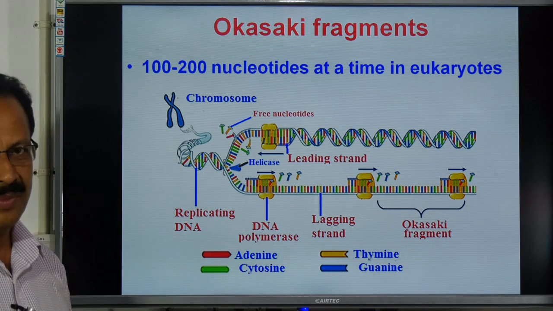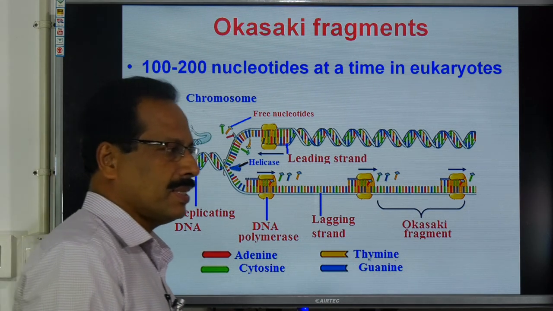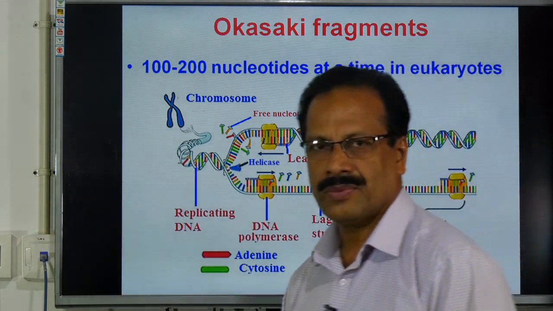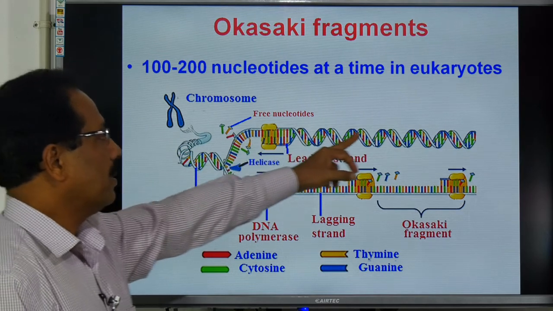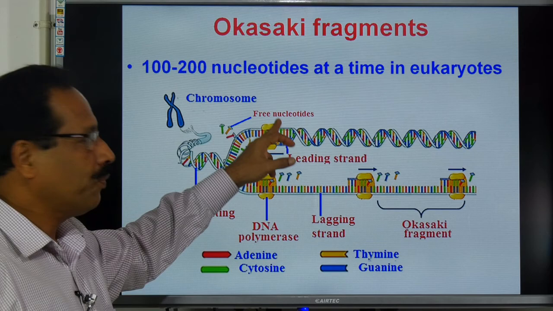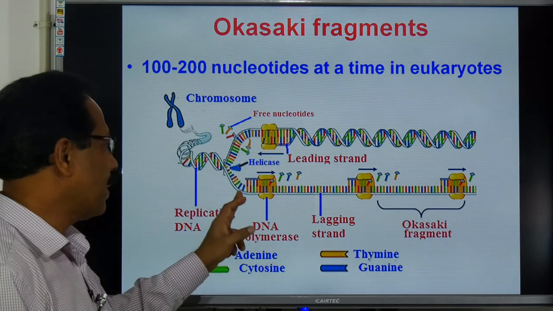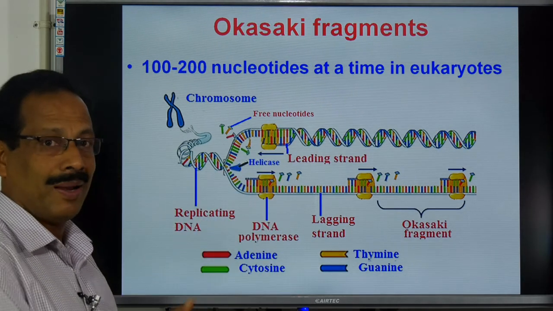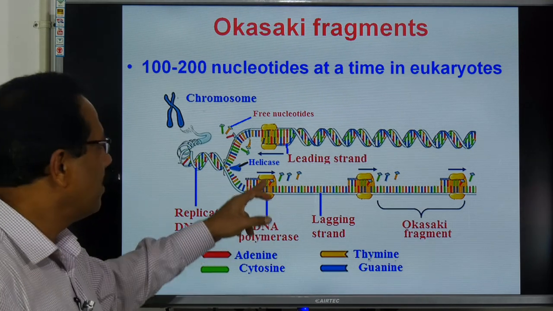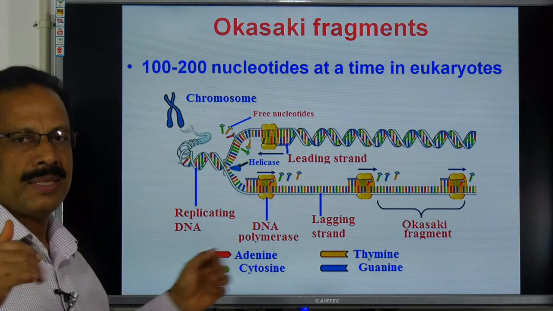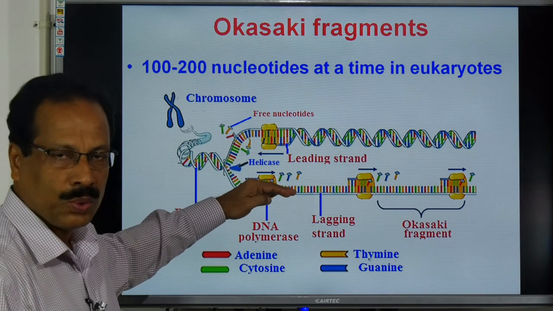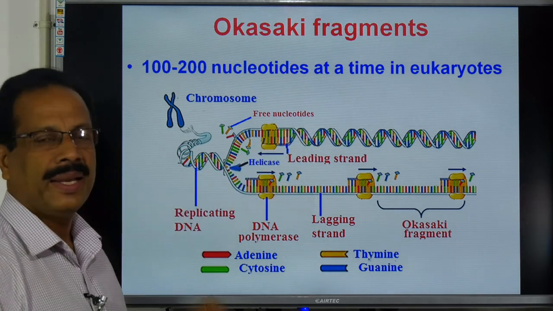And why? Because DNA synthesis can happen only from the 5' end to the 3' end. In the case of the leading strand, this is a 5' end, so it can start from there. But in the case of the lagging strand, the 5' end is here. So these strands are anti-parallel. The cell doesn't want to wait till the helicase completely separates the strands. So in the lagging strand also, the synthesis should happen along with the leading strand.